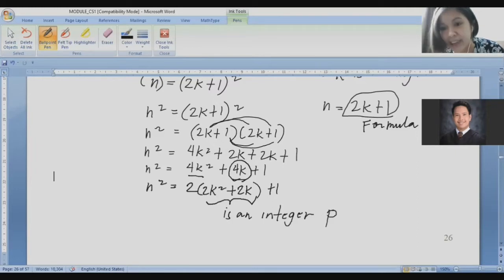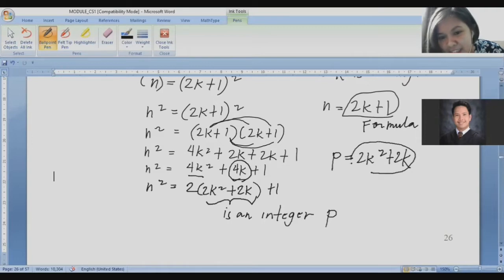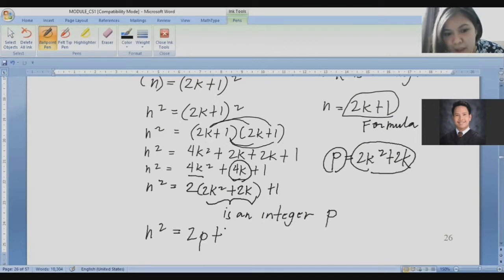Let's take for example, an integer P. So, I now assume that P is equal to 2k squared plus 2k. Do you understand? I am assuming this is an integer. It is an integer whose value is, for example, P. Just a sample. So, now, n squared is equal to, copy 2, if we replace 2k squared plus 2k by P, because we assume this 2k squared plus 2k is an integer P, so 2P plus 1.